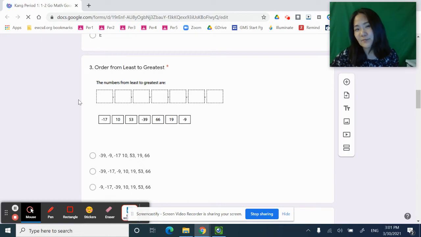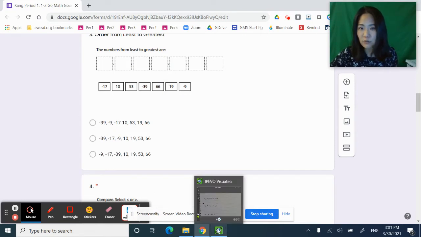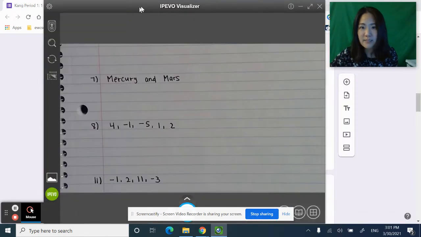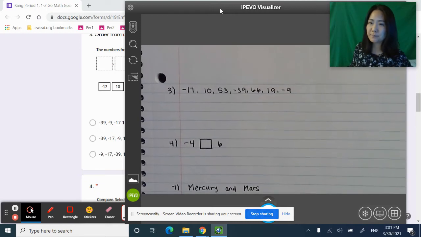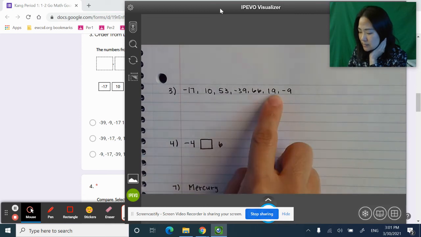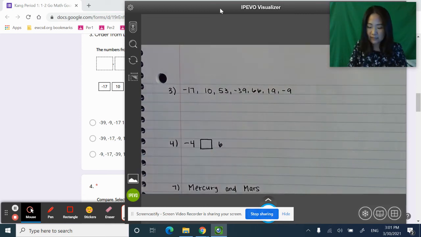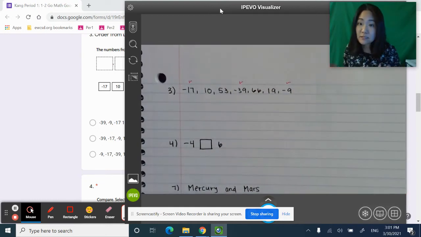Okay, order the numbers from least to greatest. So I have all these integers here. Some are positive and some are negative. I'm going to order them from least to greatest. So I actually wrote the problems here. So let's take a look at number 3 here. I have these numbers here. Some of the numbers are negatives, like these right here: -17, -39, and -9. These 3 are going to have my lowest or least value.